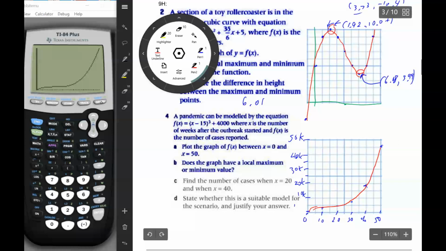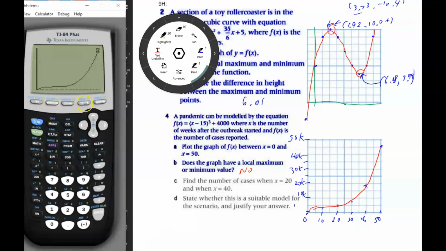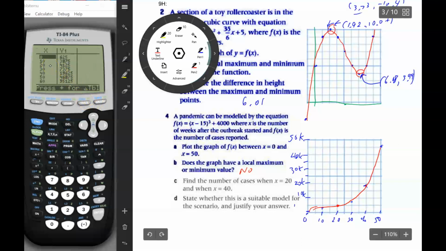or minimum value? No, it doesn't, because it's steadily increasing, right? Find the number of cases where x equals 20 and where x equals 40, so that would be this point here and this point here. We already know that because we've plotted those points, but let's find the exact value in the table. So x equals 20, the exact value would be 4,125. And for x equals 40, the exact value would be 19,625. Okay. And state whether this is a suitable model for the scenario and justify your answer.